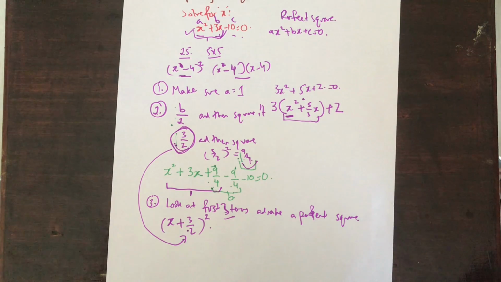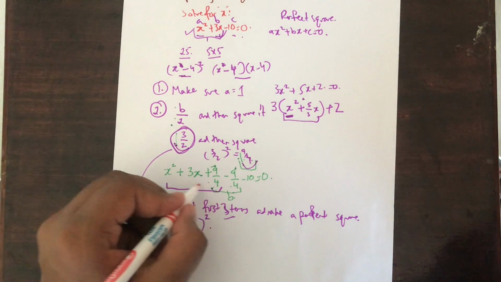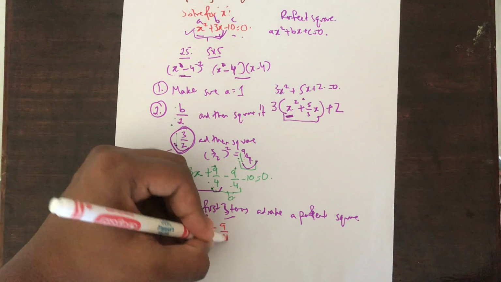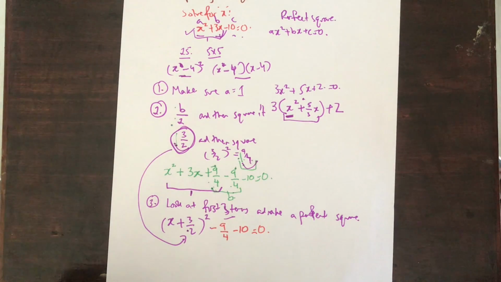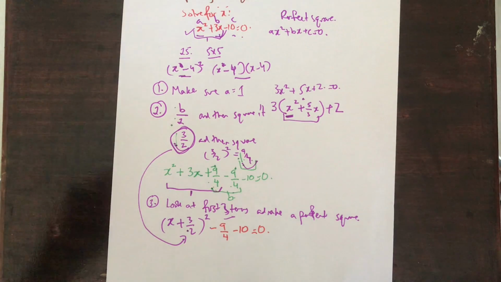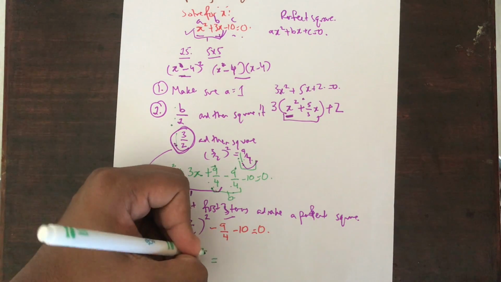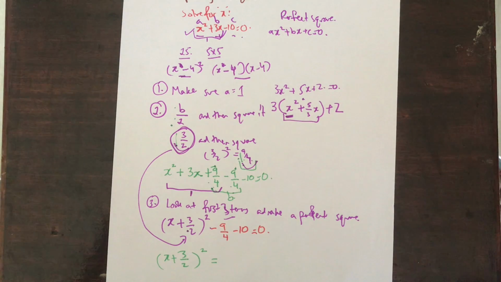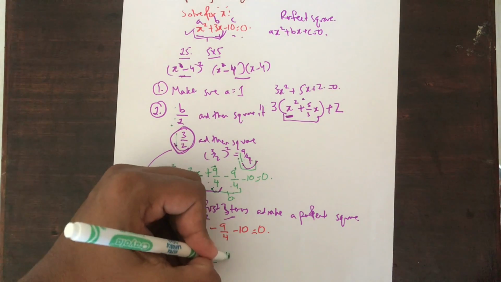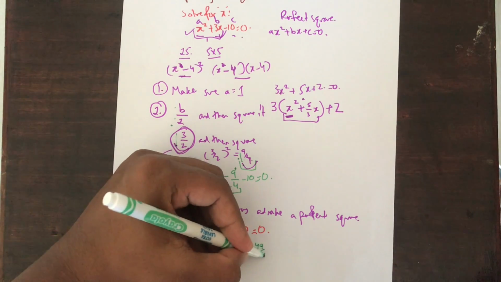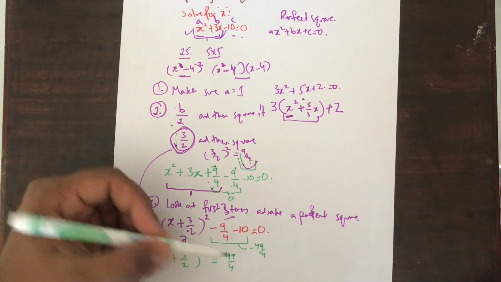If you don't think this is the case, you can expand it and you'll actually get the same answer. So you have (x + 3/2) squared minus 9/4 minus 10 equal to 0. Now what else can we do from here? We have (x + 3/2) squared equal to minus 9/4 minus 10. And if I move the minus 9/4 minus 10 to the other side, I actually get 49/4. This minus 9/4 minus 10 is equal to minus 49/4, and because I move it to the other side, it becomes positive.